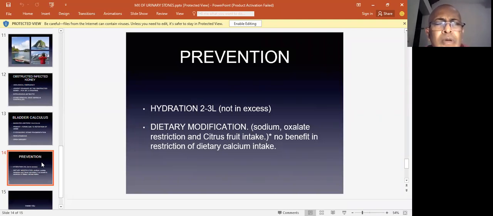So in summary, yes, it is mostly genetic that the recurrent stone is formed. But with lifestyle modification, by adding more citrate to the diet and adding more water to the diet, you can prevent it from happening.